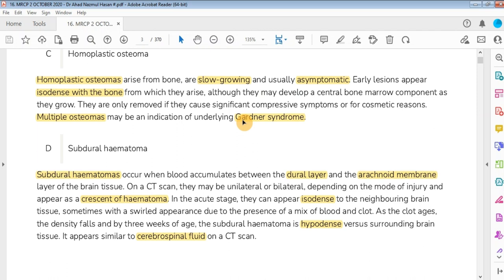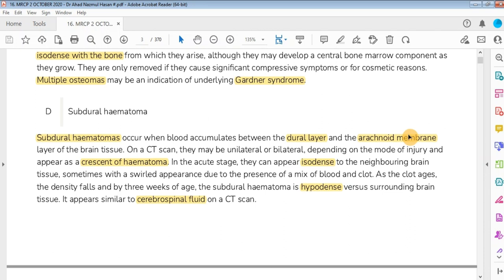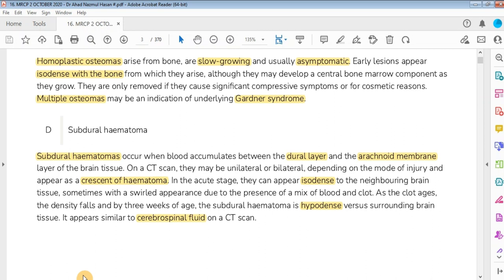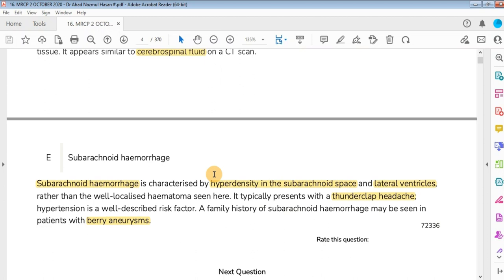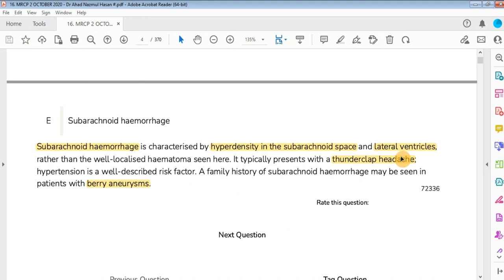And subdural hematoma will occur in between the dural space and the arachnoid membrane. And in case of acute subdural hematoma, the color of the lesion would be white. And in case of chronic subdural hematoma, it should be hypodense, something like a blackish color. And subarachnoid hemorrhage patients will have a severe thunderclap headache, especially in the occipital region. And this is often associated with ADPKD or with Berry aneurysm.